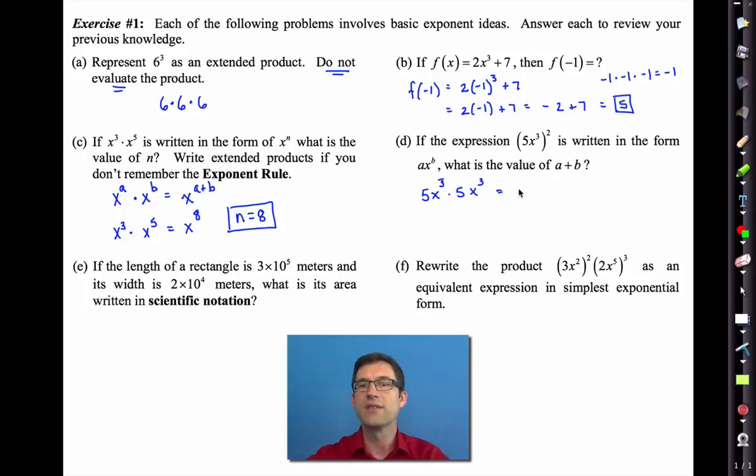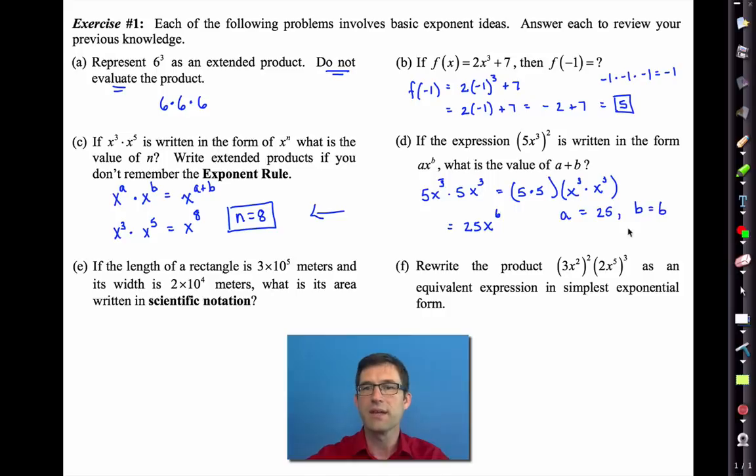Now I can use the associative property of multiplication to rearrange this a little bit and rewrite it like this, right? 5 times 5 times x to the third times x to the third, but that will be 25 times x to the sixth using that property from over here. Now, what that means is that a is equal to 25 and b is equal to 6, but a plus b, which is what they ask for, is equal to 31.